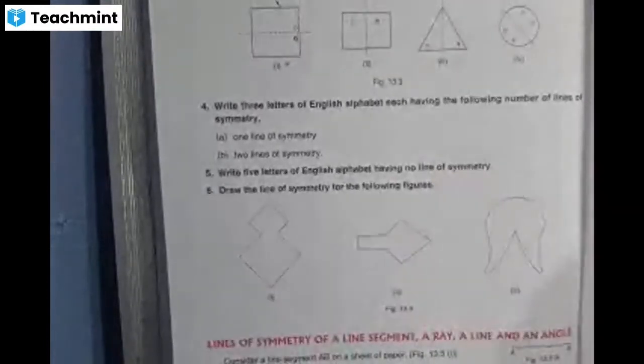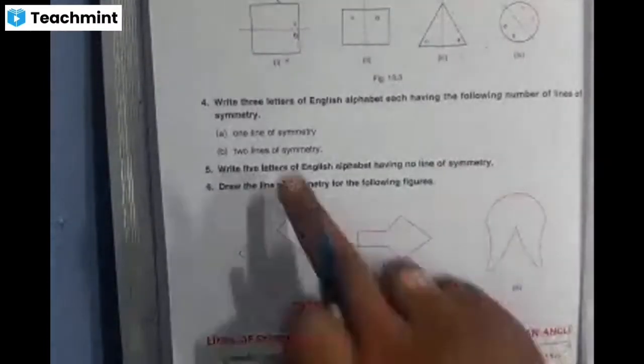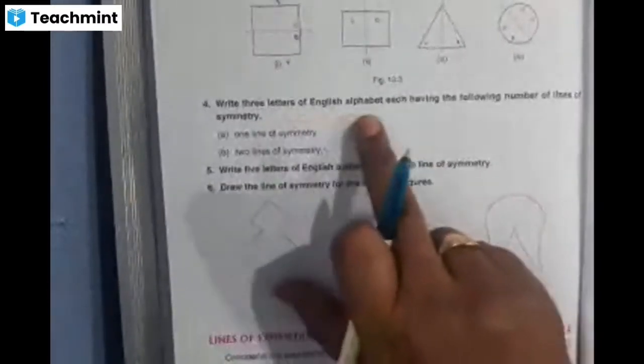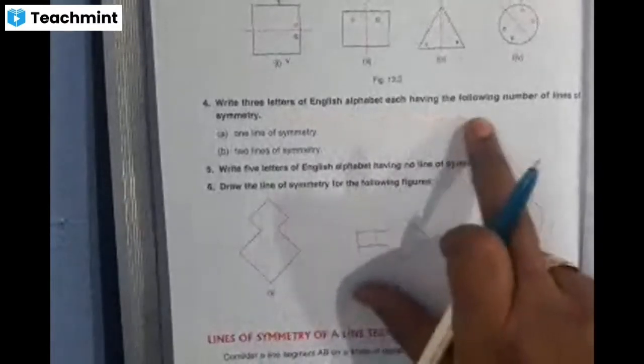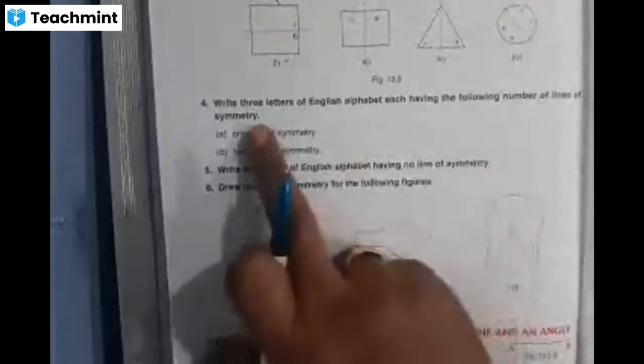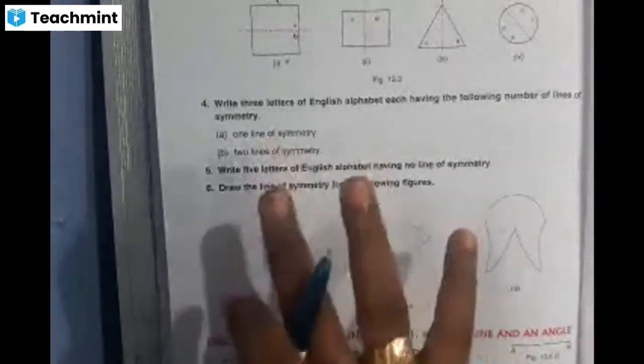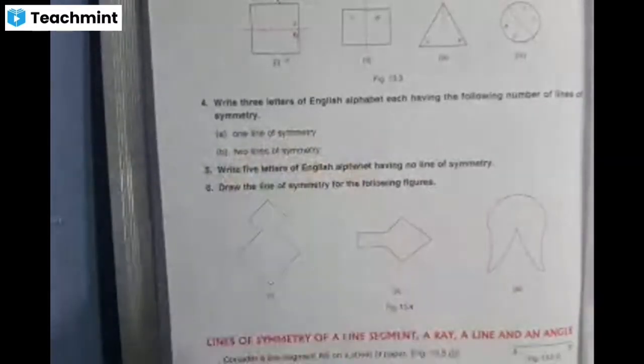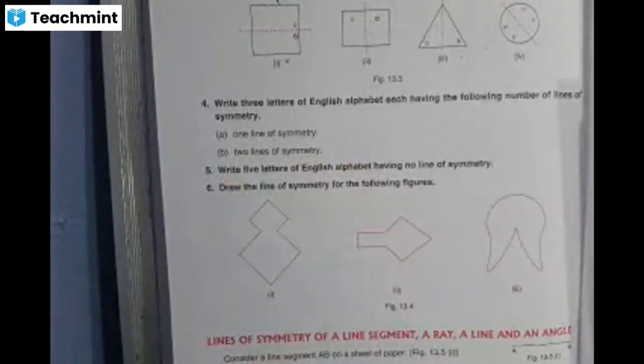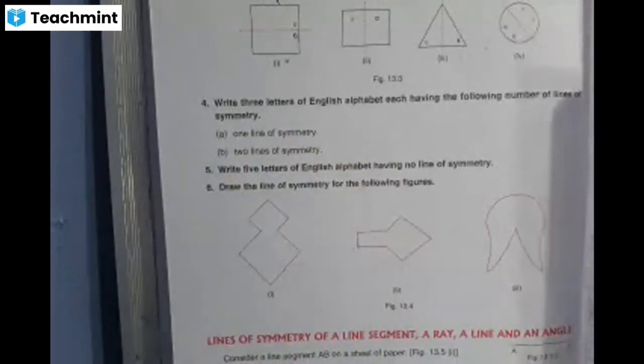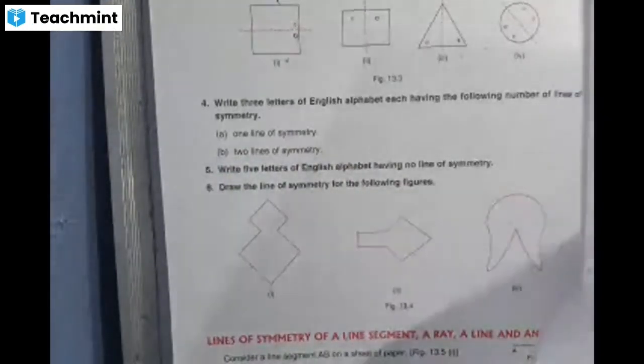Next is question number 4. Write the 3 letters of the English alphabet, each having the following number of lines of symmetry. So you have to write 3 English letters, alphabets. You know, from A to Z. Now, what about the question?